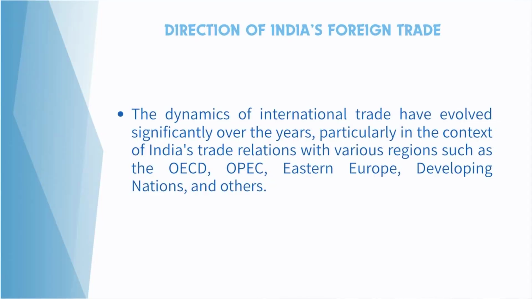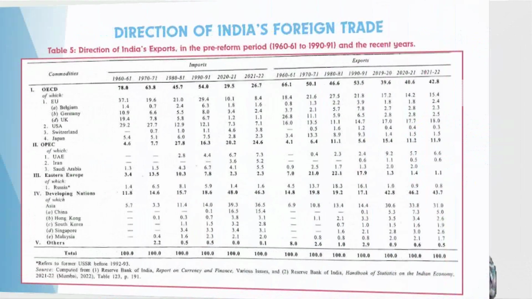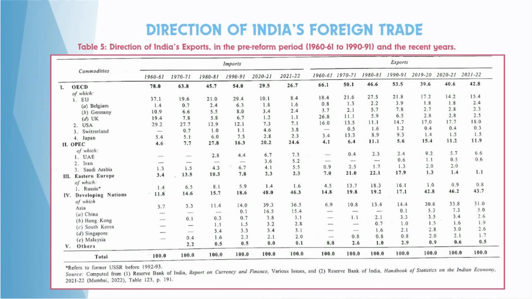The dynamics of international trade have evolved significantly over the years, as we have already seen, particularly in the context of India's trade relations with various regions such as the OECD, OPEC, Eastern Europe, developing nations, and others. So in Table 5, we can see the changing pattern of both exports and imports across these regions, highlighting key trends and shifts. The analysis of India's import direction highlights significant changes in trade relations over the period from 1960-61 to 2021-22, as seen in Table 5.